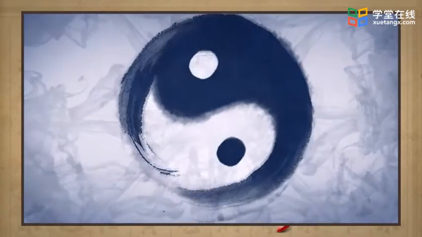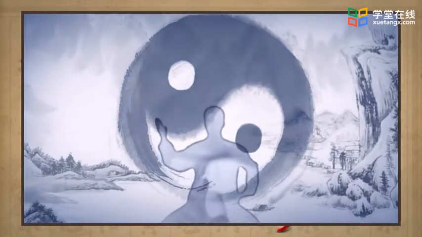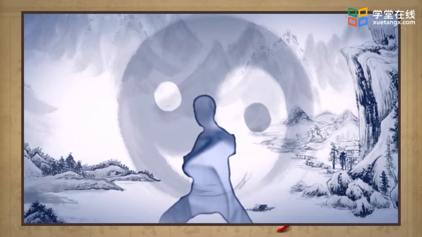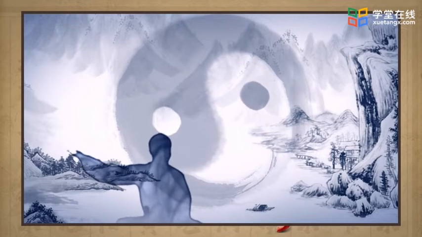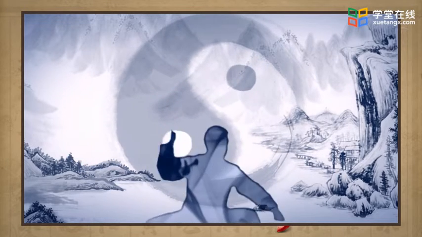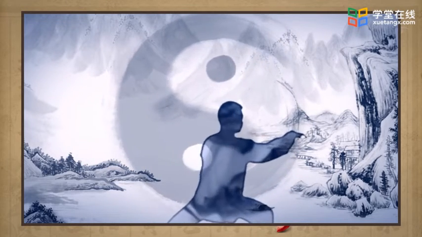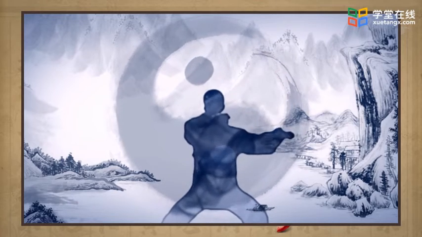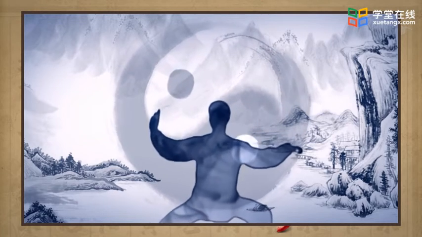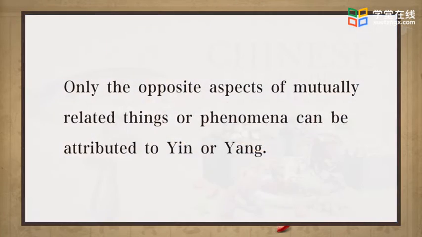The pairs of things here have no relationship with each other, so we can't define their yin-yang characters. Because we can't define the yin-yang characters of things or phenomena which are unrelated to each other. Only the opposite aspects of mutually related things or phenomena can be attributed to yin or yang.